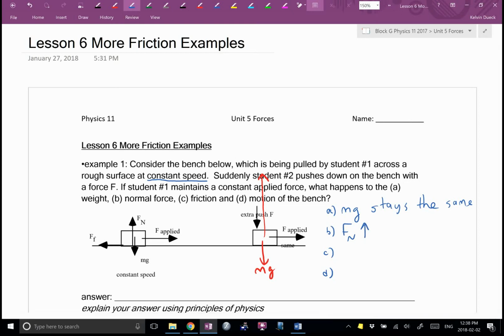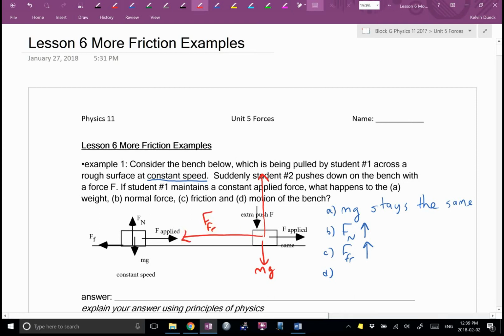So what happens to the force of friction? How do you know? Friction is what times what? Say that again. Friction is what times what? And what force just got bigger? The normal force, so friction had to get bigger. Okay, that's what's going on there. So friction got bigger. So in my free body diagram, suddenly friction does that.